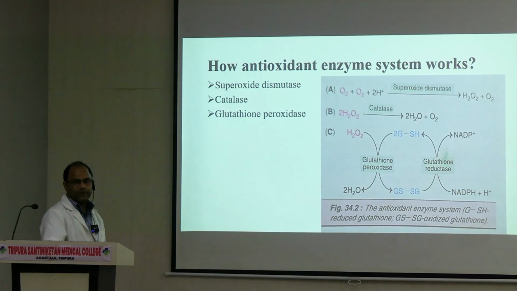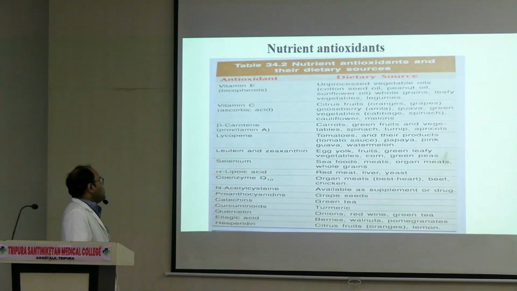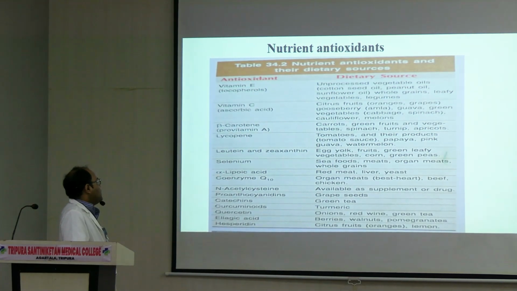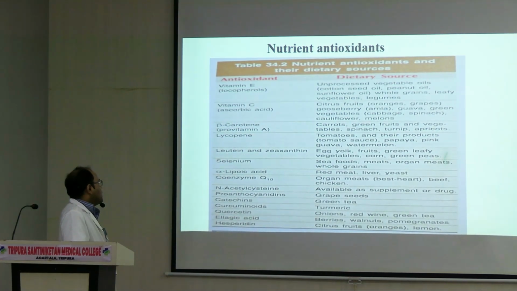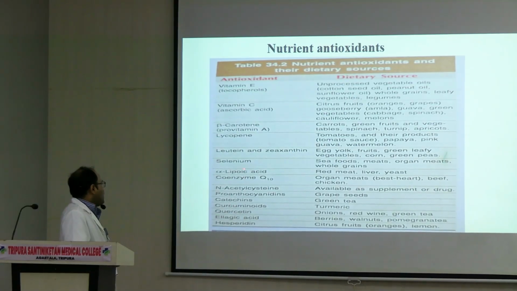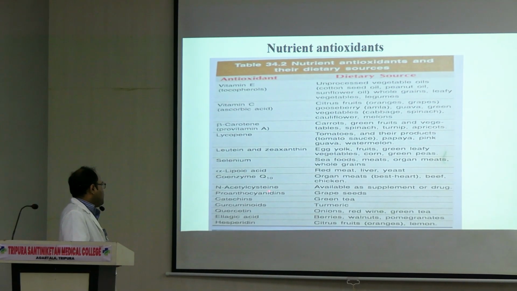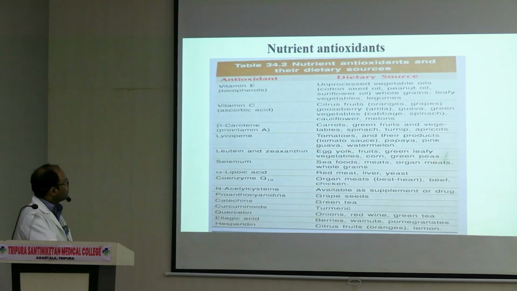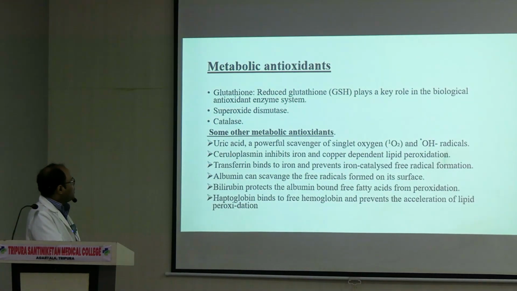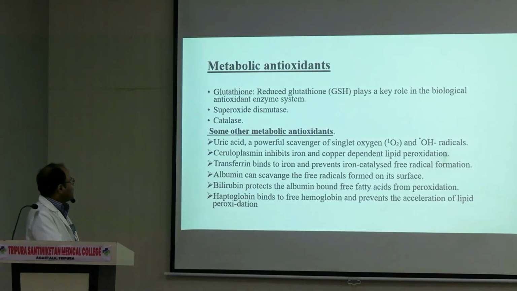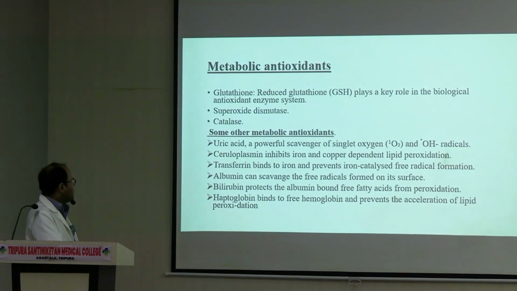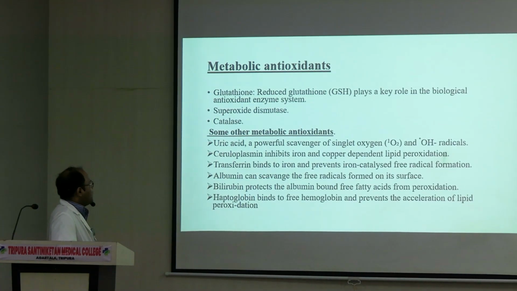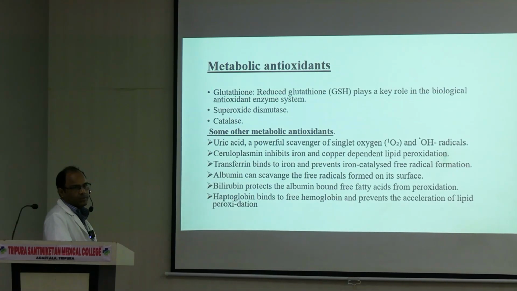Okay, simple. Next, remember a few things, like vitamin E. These are nutrient antioxidants: vitamin C, vitamin E, beta carotene, lycopene, selenium, alpha lipoic acid, coenzyme Q10, N-acetyl cysteine, etc. Next, metabolic antioxidants like glutathione, superoxide dismutase, and others like uric acid, ceruloplasmin, transferrin, albumin, bilirubin, haptoglobin. There are some metabolic antioxidants as well as some other antioxidants.